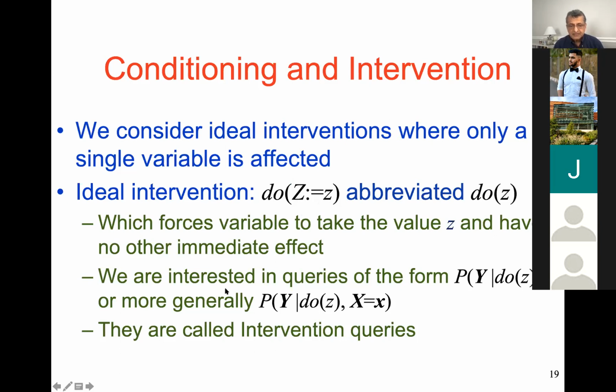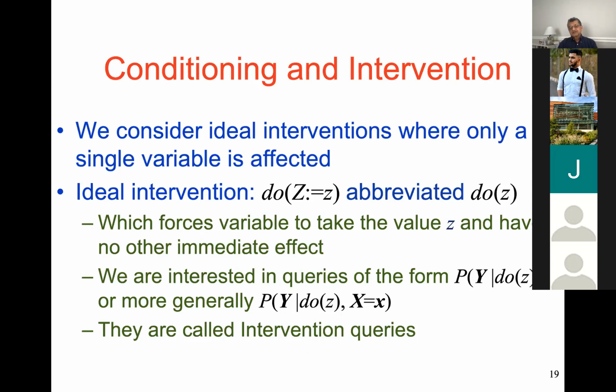When we do that, we are interested in queries of the form P of y given do z. So we are saying, what if I just set this one variable? So we say smoking is set equal to 1. Then we're asking questions of the form, what is the distribution of y given that? So y is another variable, such as maybe cancer. Or more generally, y given do of z, x equal to x. So there are some set of variables that are given values, and we are just doing one setting and we're asking about y. These are called intervention queries.